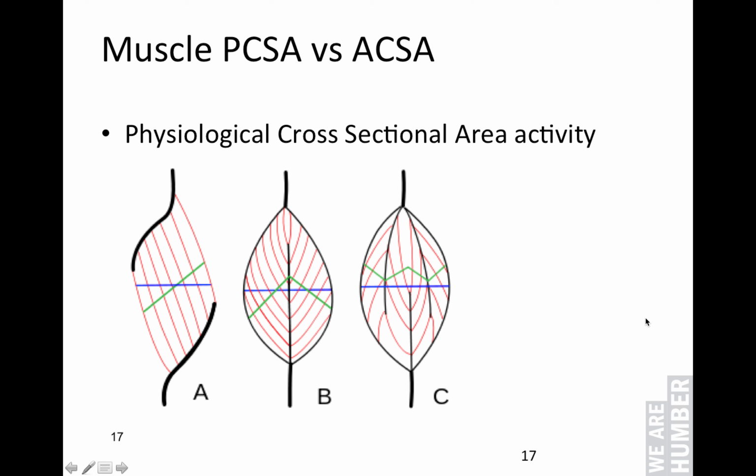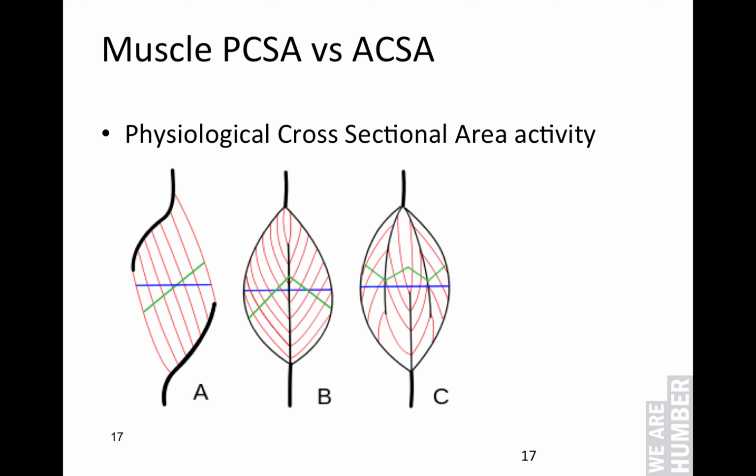On Blackboard, you have an activity that looks kind of like this. I would recommend that you print it out. There's a ruler printed on the bottom of that page. I would recommend tearing that ruler off or using a real ruler. What I want you to do is measure both the anatomical cross-sectional area and the physiological cross-sectional area for these muscle diagrams. So I want you to compare this line here with this line here. Which line is the anatomical cross-sectional area?